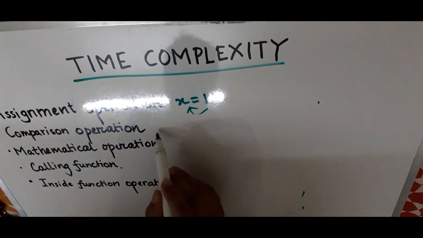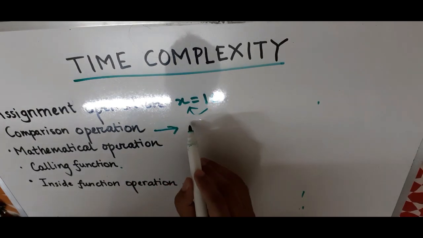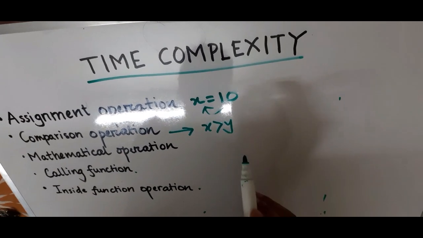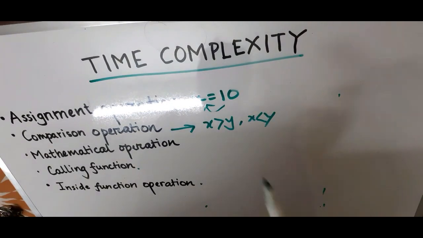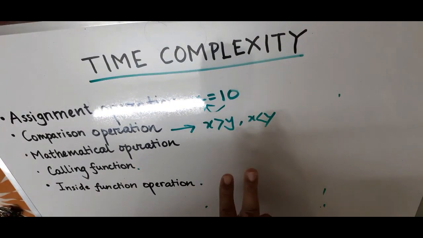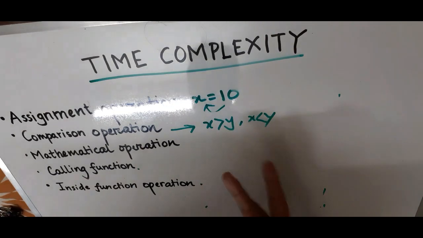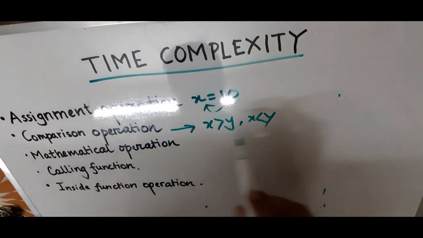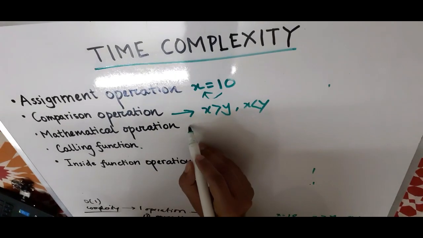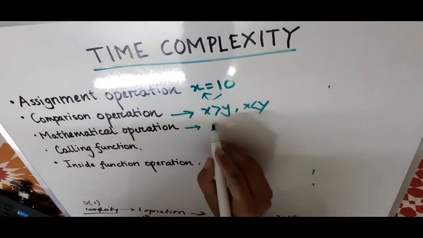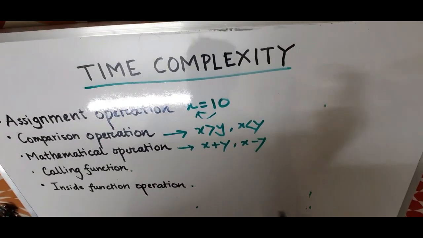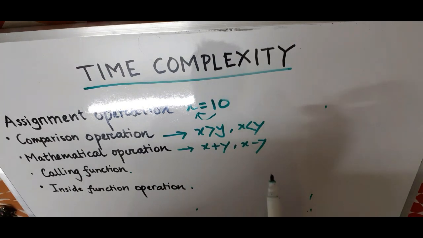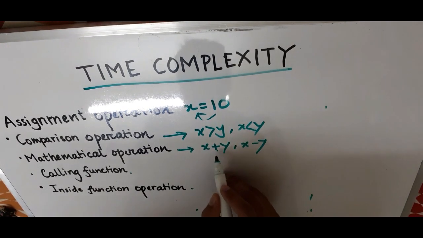Then comes comparison operation. What is a comparison operation? If we write down x greater than y, or let's say x less than y, what is happening here? We are comparing two variables, right? We are comparing x with y. So this is a comparison operation. Then we have this mathematical operation. It can be denoted with, let's say, x plus y, or it may be x minus y. These are different sorts of mathematical operations, right?